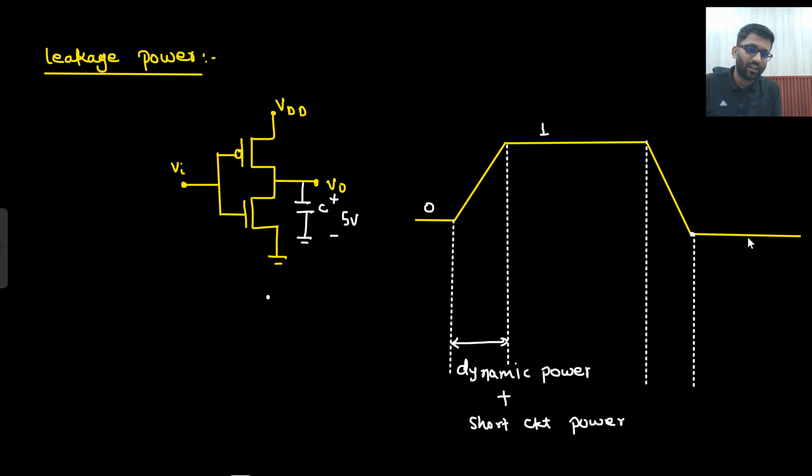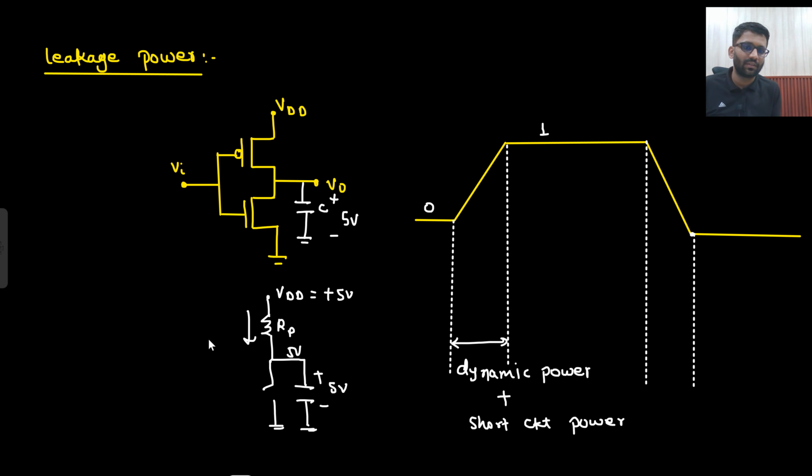Right? Now what will happen? The input is 0, that means, sorry, PMOS is on. If input is 0, PMOS is on. And this is your VDD. This capacitor has charged to 5 volt, and VDD was also 5 volt. What about NMOS? NMOS is off. So this is 5 volt, this is also 5 volt. So what is the current through this resistor? 0 amp.